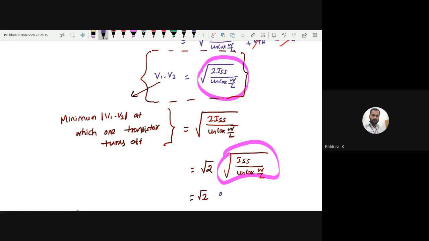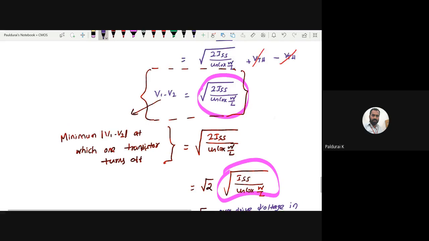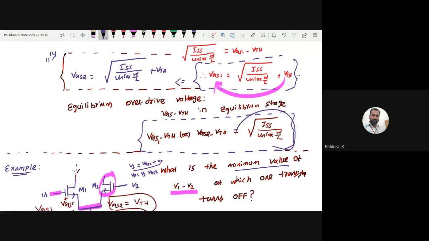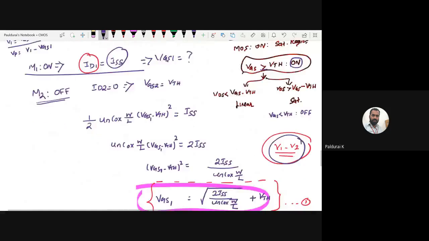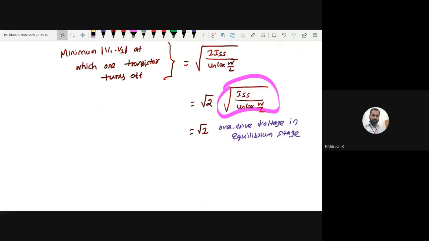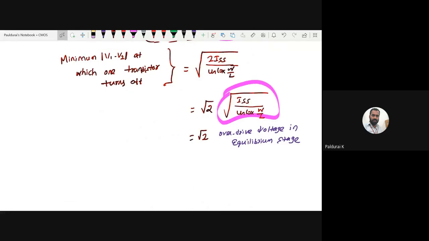This is the overdrive voltage in equilibrium stage. In equilibrium stage, right? So that is the conclusion. What is this? Equilibrium overdrive voltage. This is ISS, the same one. So the conclusion: the minimum V1 minus V2 or V2 minus V1 at which one transistor turns off is equal to square root 2 times the overdrive voltage in equilibrium stage. So that is the conclusion.